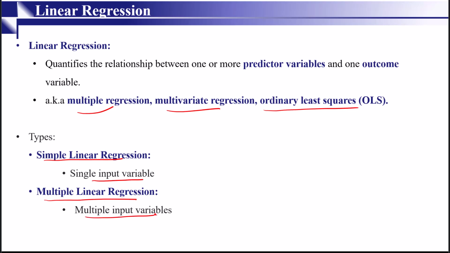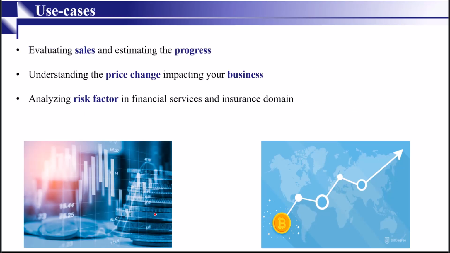Linear regression assumes a linear relationship. The output changes proportionally with the input. For example, if we are predicting distance traveled based on speed, the faster you go, the farther you travel in a fixed time.